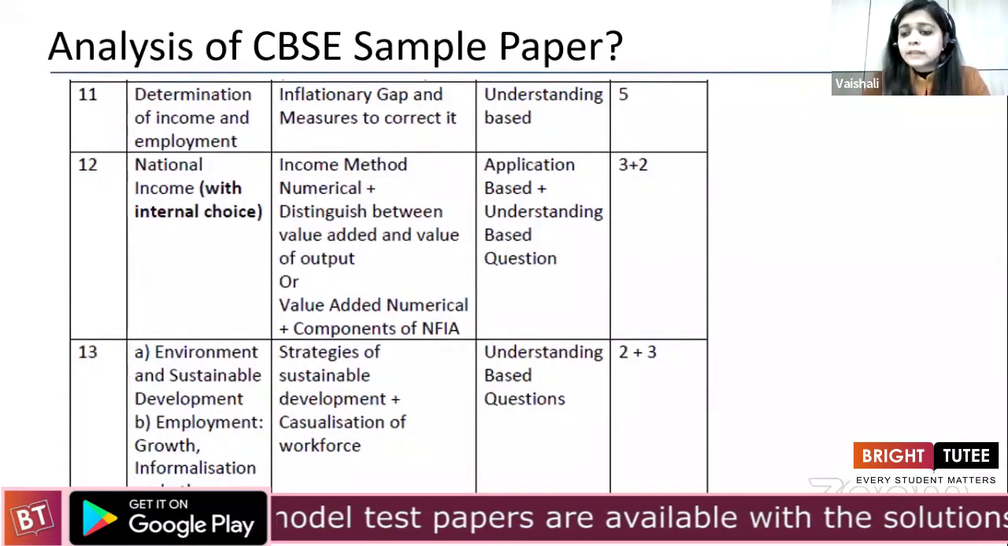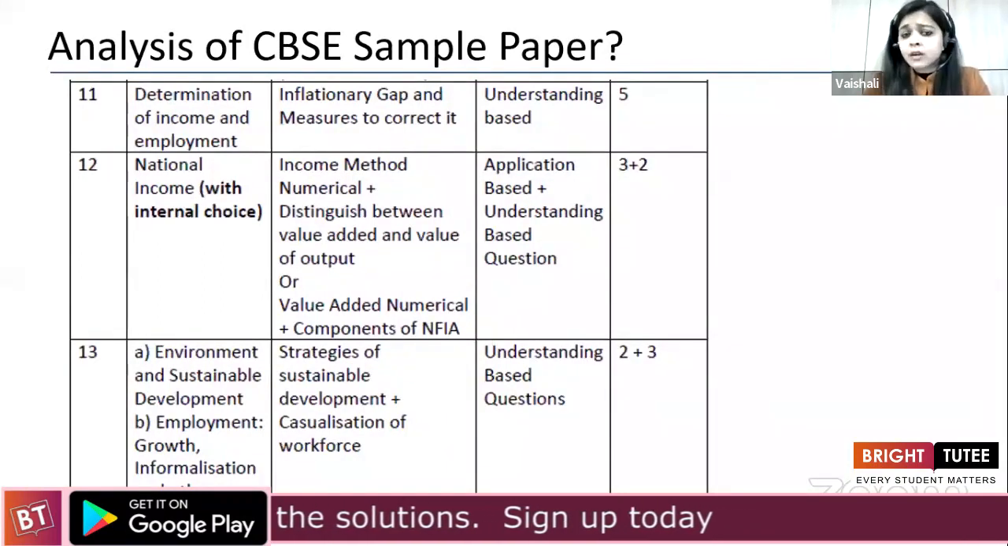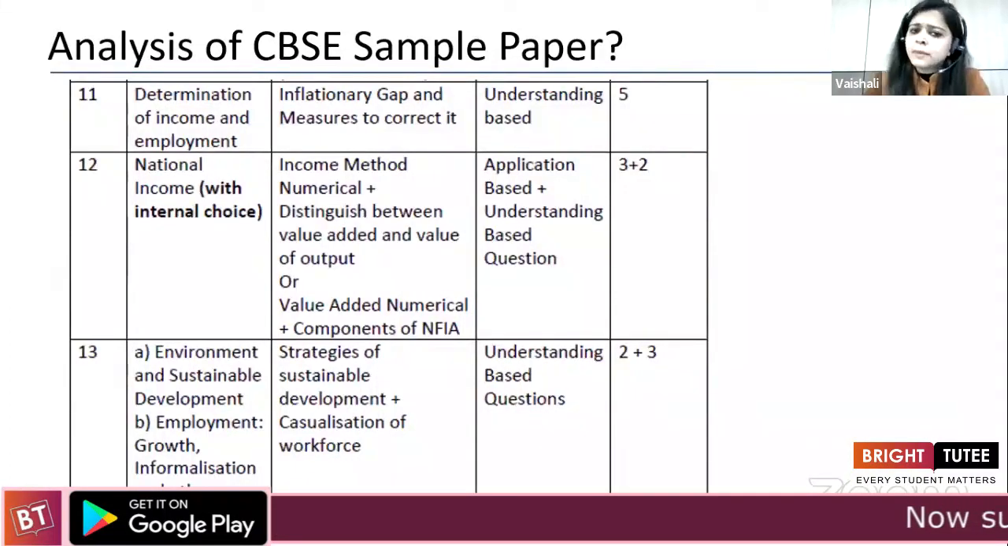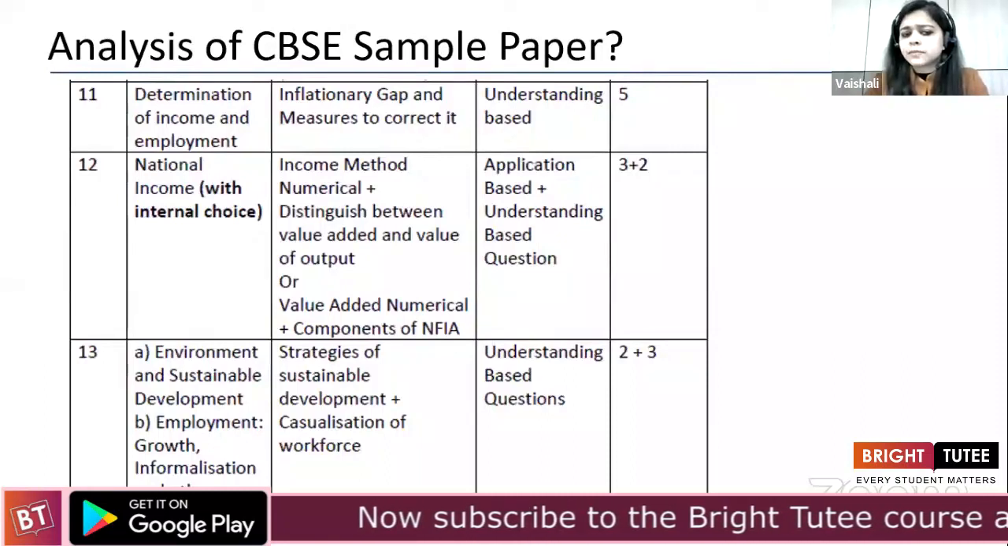But still, you can tell the students it is not mandatory that they will have 3 plus 2 only. It might be a direct 5 marker question only, as in question number 11. So it was a numerical plus understanding based question. So it was the application plus understanding based question.